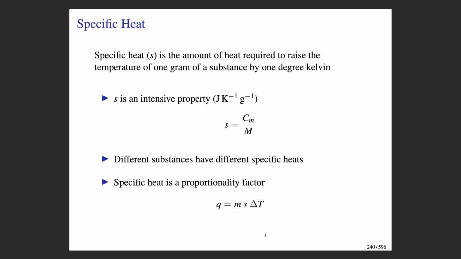In this slide, we're talking about a different version of the heat capacity called the specific heat, with the lowercase s. The specific heat is essentially the molar heat capacity of a substance divided by its molar mass. And it's going to have units of joules per Kelvin per gram. And so the specific heat represents the amount of heat required to raise the temperature of 1 gram of substance by 1 degree Kelvin.